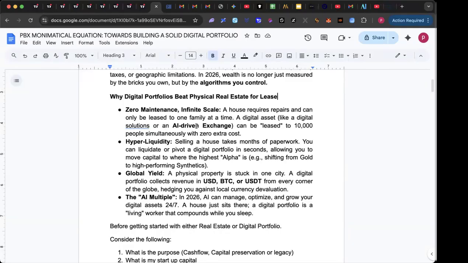A digital asset, now, we have different and diverse ones. I'm going to be exposing you to different digital assets you can have. A digital asset like digital solutions or an AI-driven exchange can be leased to 10,000 people simultaneously with zero extra cost. For example, if you have intellectual property, you probably may not have intellectual property, but you have a company or platform that deals in intellectual property, right? When you are a co-investor in such a company, you can know that you have fewer expenses but more money made. So I just told you about the first aspect of the internet. Then we have the blockchain, and that's what I call democratization.